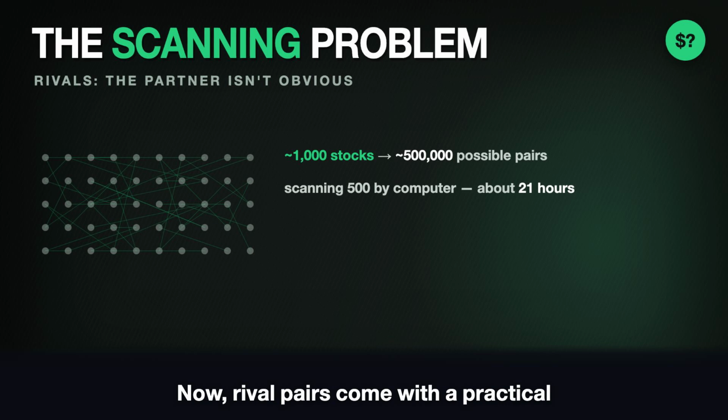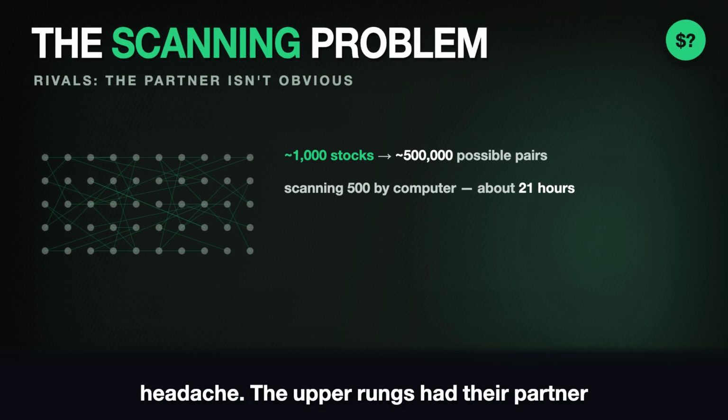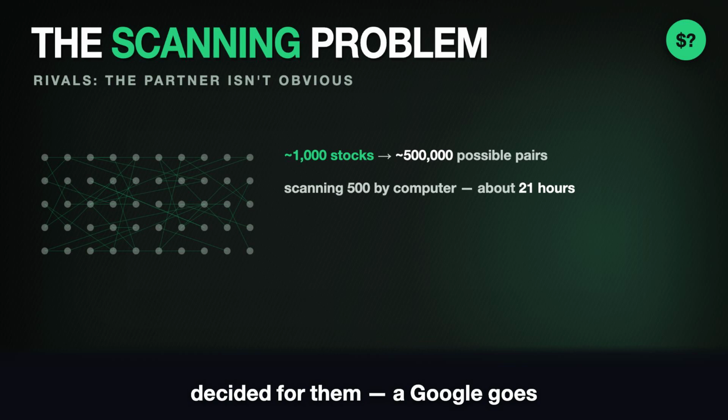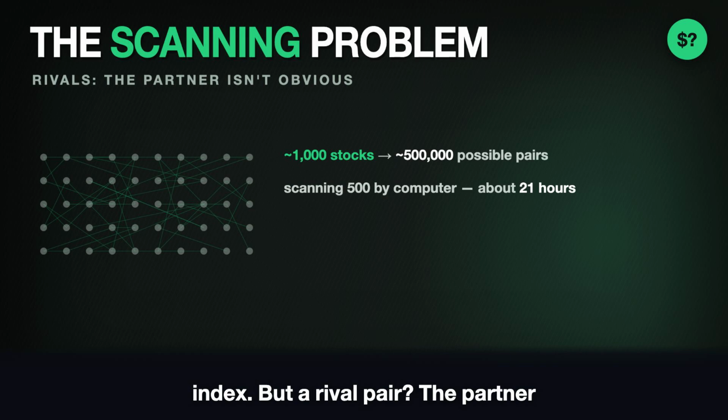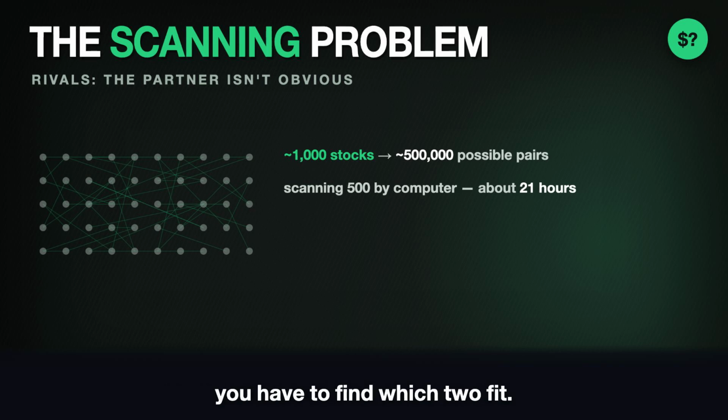Now, rival pairs come with a practical headache. The upper rungs had their partner decided for them. A Google goes with its other Google, a parent with its own subsidiaries, Apple with its own index. But a rival pair, the partner isn't obvious. Out of thousands of stocks, you have to find which two fit, and that's a big job.